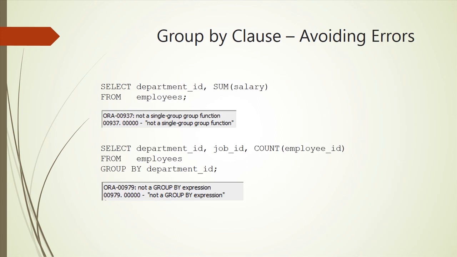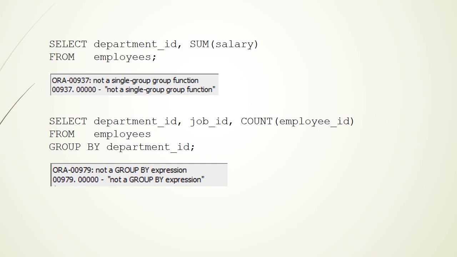Group by clause, avoiding errors. Select department ID, sum salary. Here we are using a group function. Any column in the select statement must be either in the group by clause or in a group function. In this case, we have 2 columns, department ID and salary. Department ID is not in the group function and is not in the group by clause, so this statement will return an error. You have 2 options here: either remove department ID from the select list or use group by department ID.